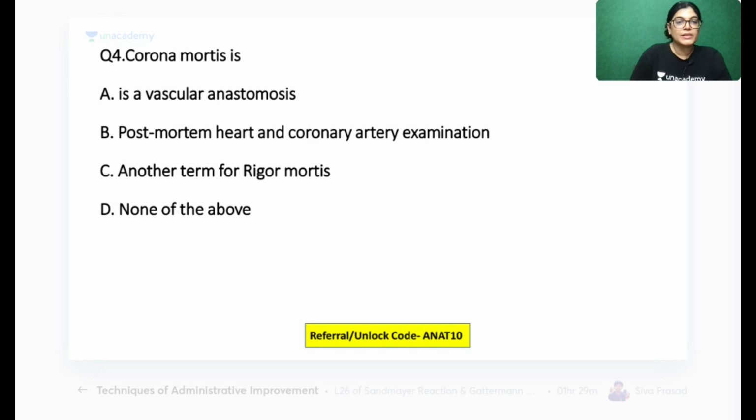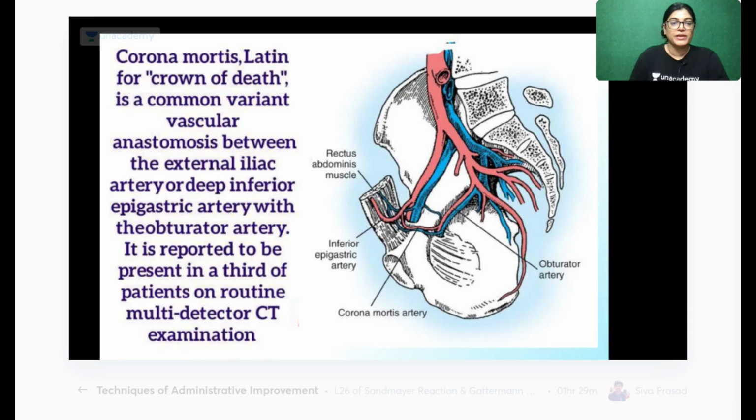Okay, few students have given the right answer. Actually, it's a vascular anastomosis. So we have got A as the correct answer. Corona mortis is a vascular anastomosis. All other options are not correct. Yes, absolutely right, Praveen.